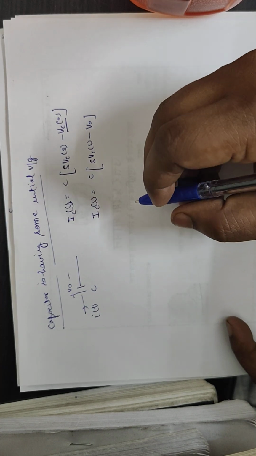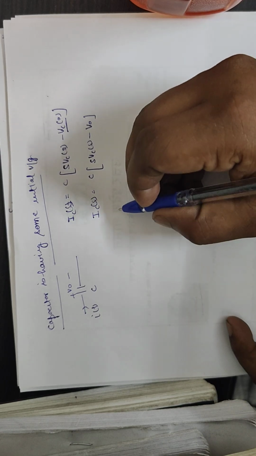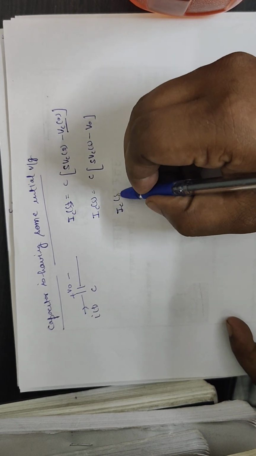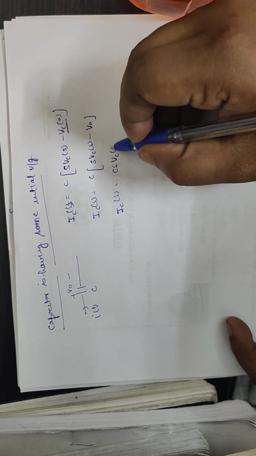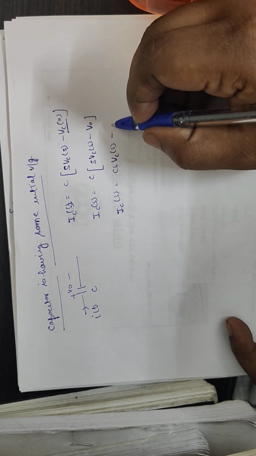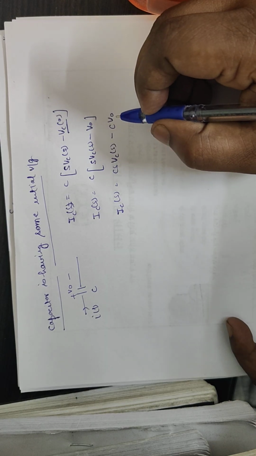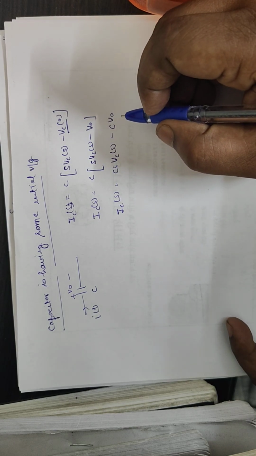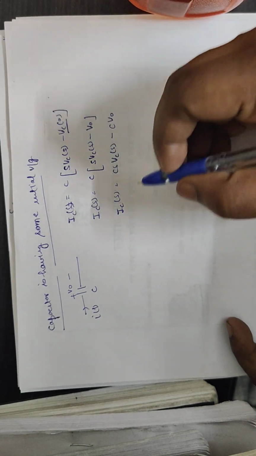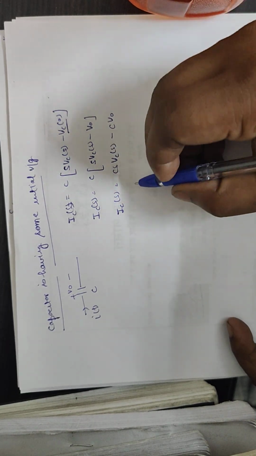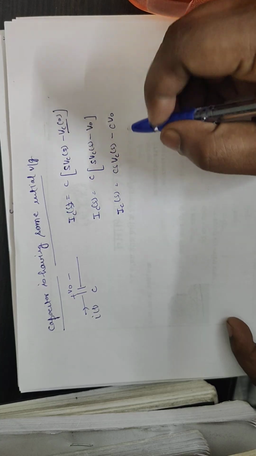So what will happen? I of C(s) equals C S Vc(s) minus C into V naught. So C into V naught. We can manipulate that. So what will happen?